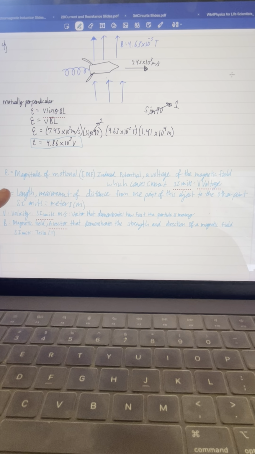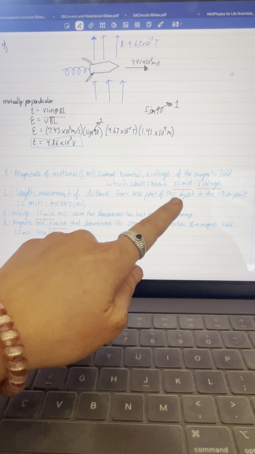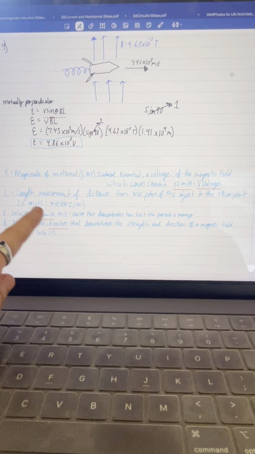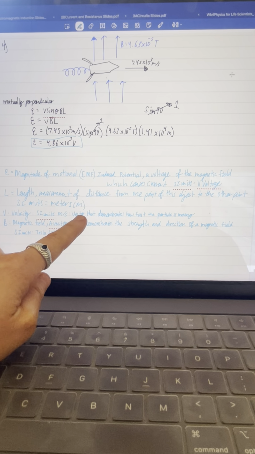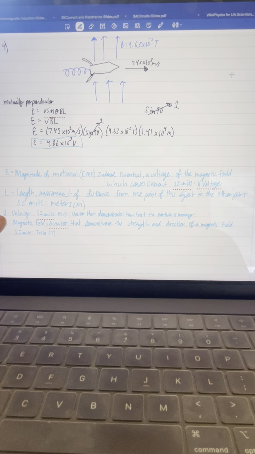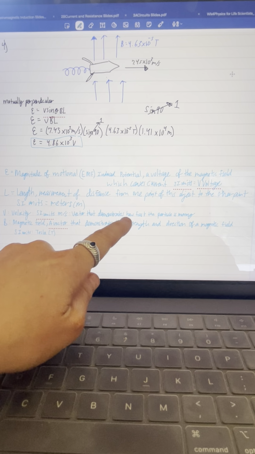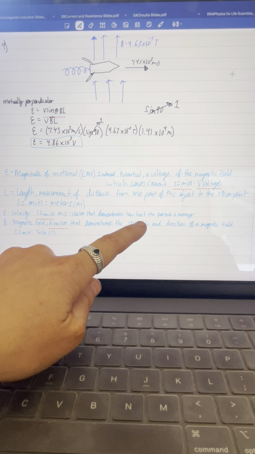And then L is length, and it's a measurement of distance from one point of an object to the other point. Its SI unit is meters, m, so we have to know L for our length of the wire, which was given in this problem. And then v is velocity. Its SI unit is meters per second. It is a vector that demonstrates how fast the particle is moving.